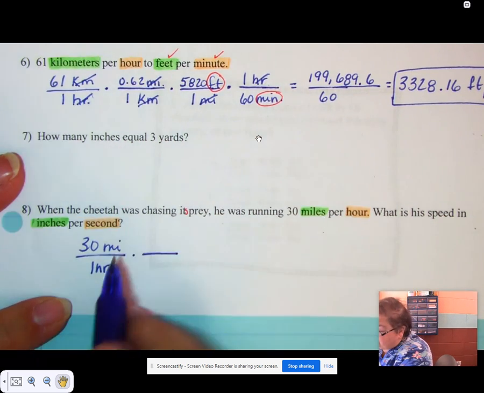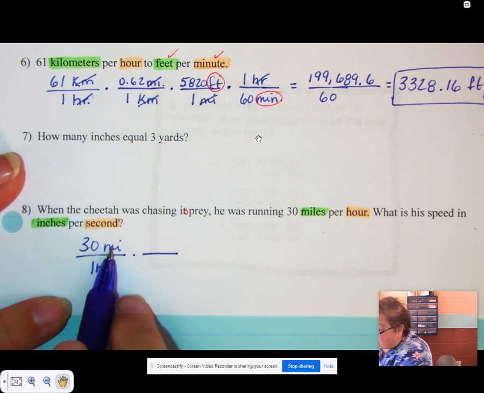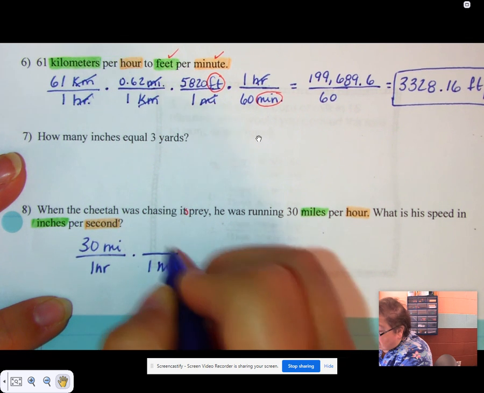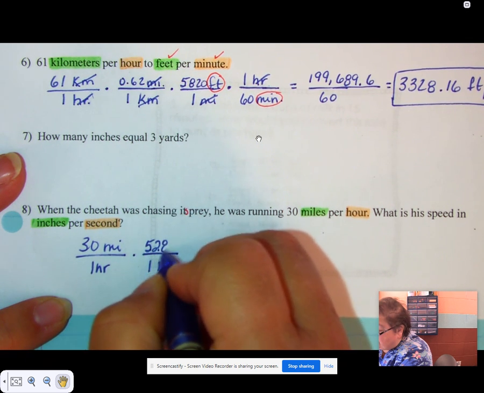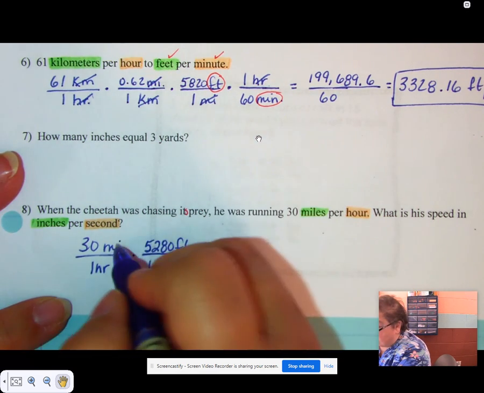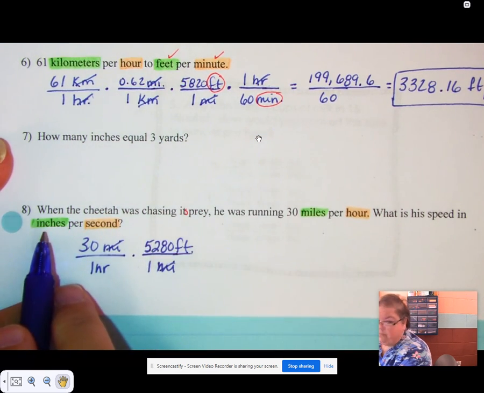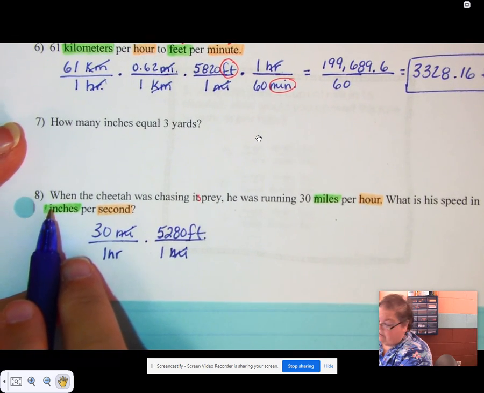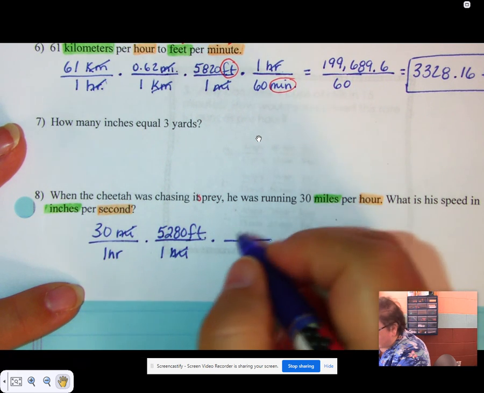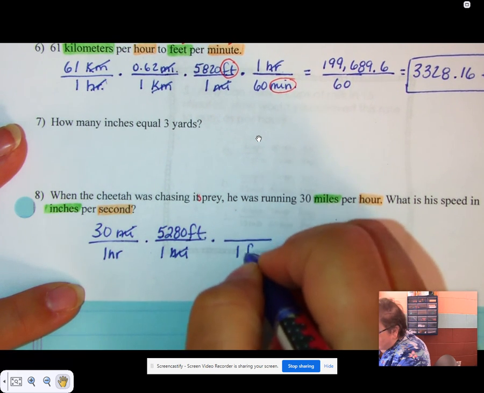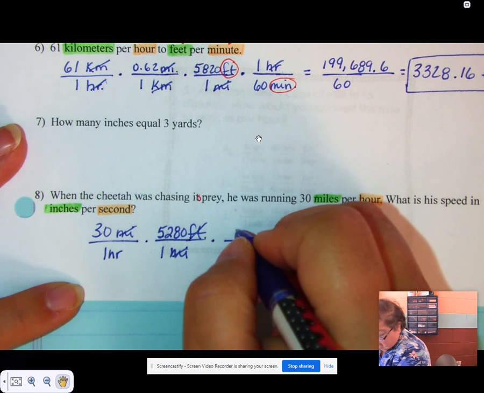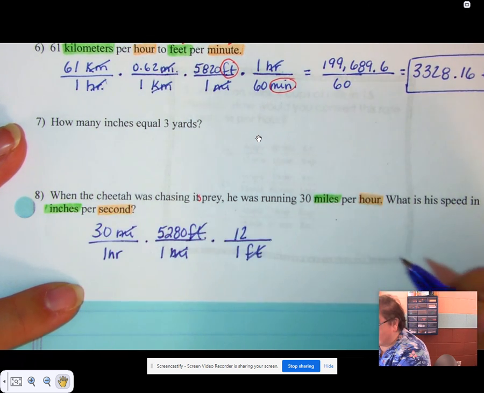So miles, where does miles have to go? Well, I've got miles in the numerator, therefore miles have to go in the denominator. So for 1 mile, I've got 5,280 feet. Okay? Now, miles are gone. Am I there yet? No, because I'm trying to get to inches. So I got to keep going. Can I go from feet to inches? Absolutely. Remember, it's got to be a 1. So 1 foot, so now my feet cancel, has how many inches in it? 12 inches. Okay?